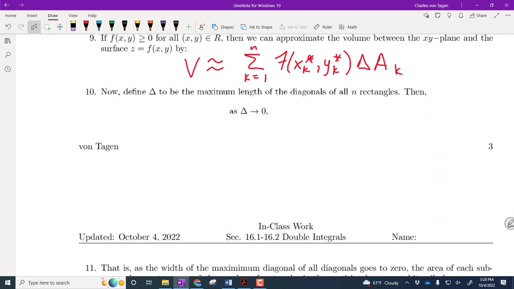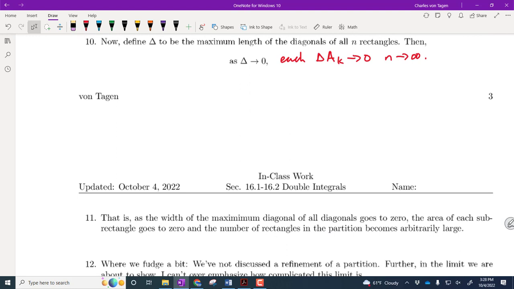So as delta goes to 0, each delta A sub k will be approaching 0, and n, which stands for the number of rectangles in the domain, is approaching infinity. And that's what I just said on this side. As the width of the maximum diagonal goes to 0, the areas of each of the rectangles go to 0, and the number of partitions becomes arbitrarily large. That's kind of as far as we're going to go into this. We'll save it for your future math classes for how you spell that out a little bit better.